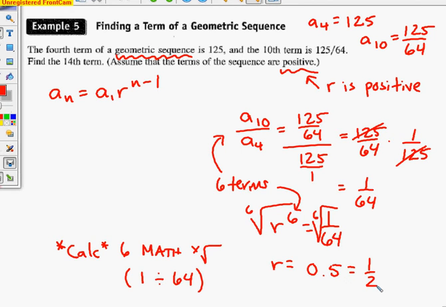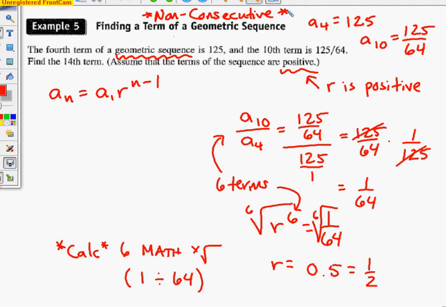So again, if they give you two non-consecutive, so this is again a non-consecutive problem. I'll write that right here. Non-consecutive. So if they give you two non-consecutive terms, find the ratio, and then understand how many terms are between, and take that root, and you'll get the common ratio between consecutive terms. So now I can fill in this problem.